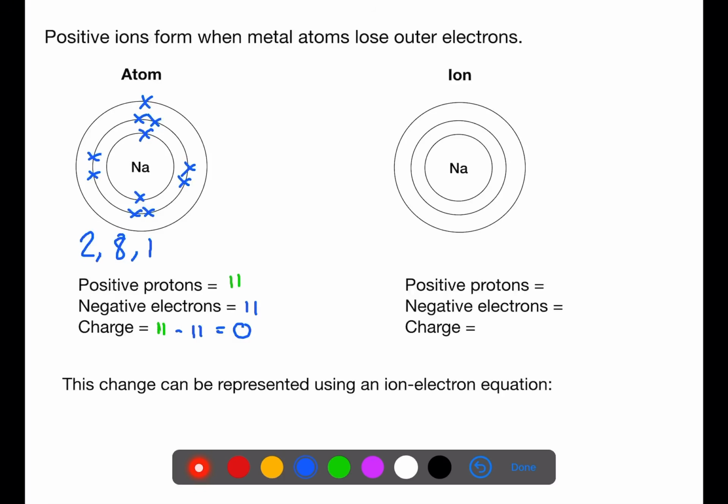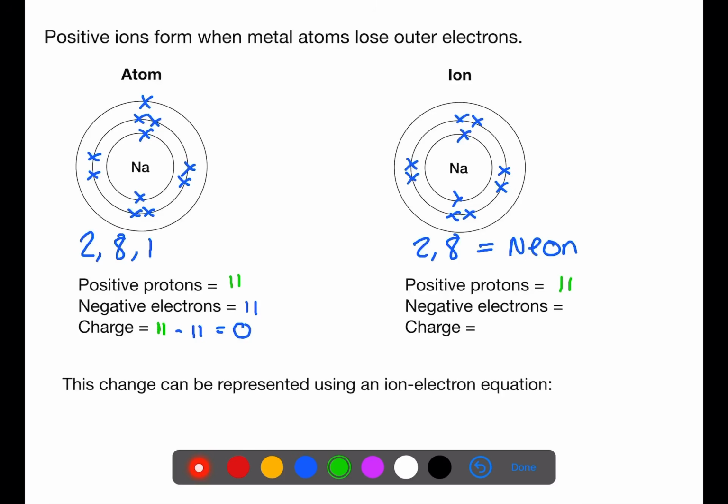If we look now at sodium as an ion, we need to lose the outer electron. This gives an electron arrangement of 2, 8, which is the same as that of neon. We have 2 electrons in the first shell, and then 8 electrons in the second shell. This second shell is now full and therefore stable.